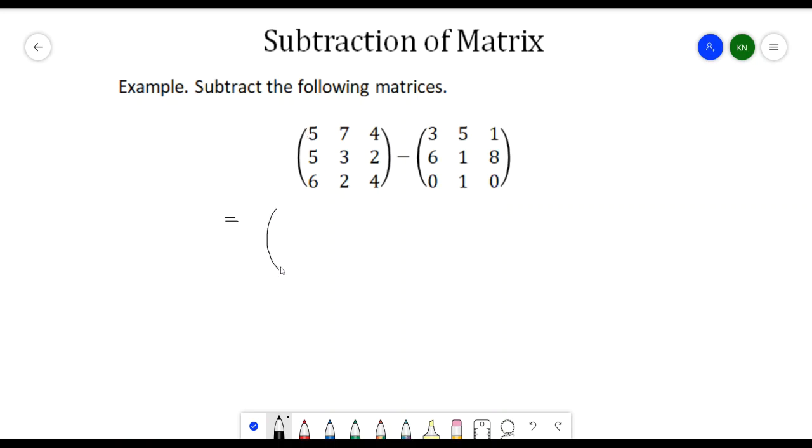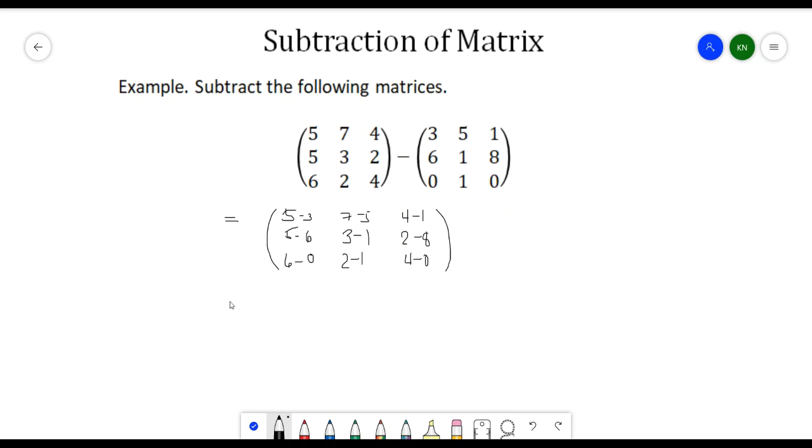So we have 5 minus 3. We have 7 minus 5. We have 4 minus 1. We have 5 minus 6, 3 minus 1, and 2 minus 8. And we have 6 minus 0, 2 minus 1, and 4 minus 0.